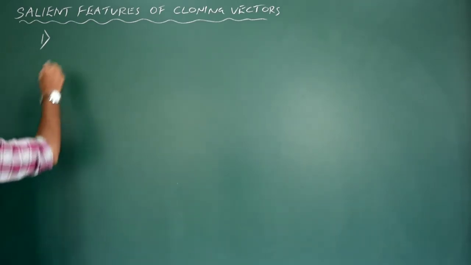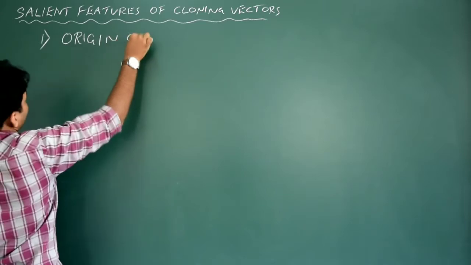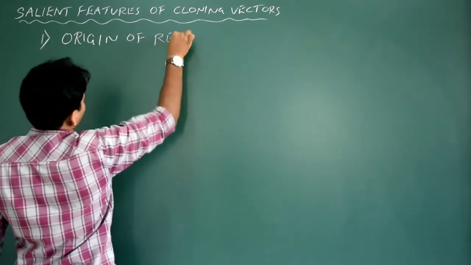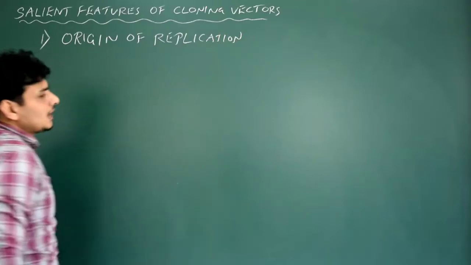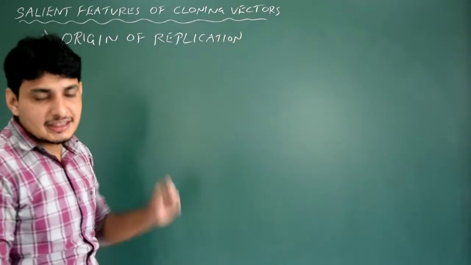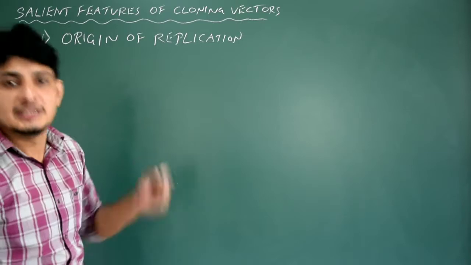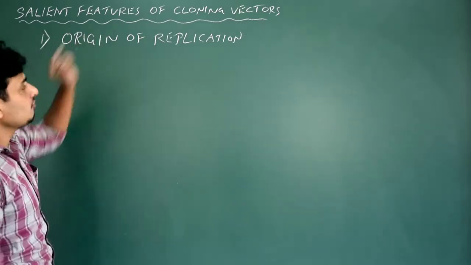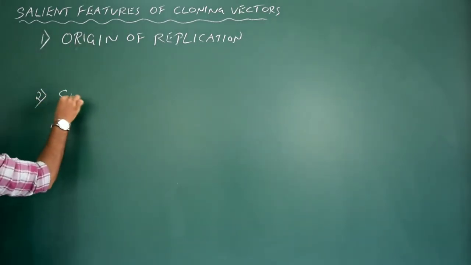So the first important property is this. If I want to select a cloning vector, it should exhibit an ORI site. At least one ORI site should be there in that particular vector. For example, plasmid. Do you think that plasmid has an ORI site? Yes, it has an ORI site. Origin of replication.